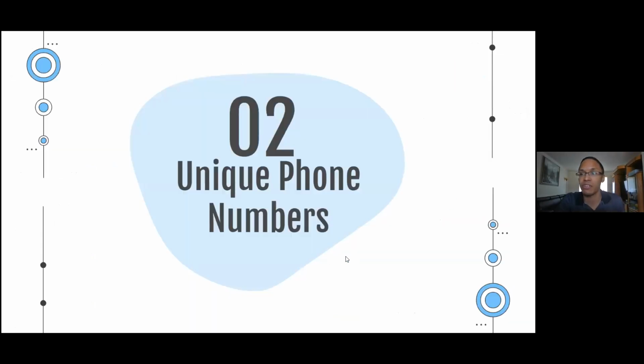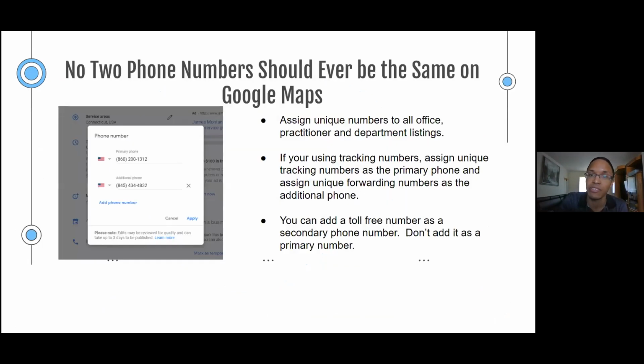Next is going to be a very simple one, but a good concept to understand. For every listing you have, you need unique phone numbers. So if you have one office, let's say you have 2 lawyer listings, 2 practitioner listings at that same office, and you have one department listing, that's 4 listings at one address, they all still need to have unique phone numbers.